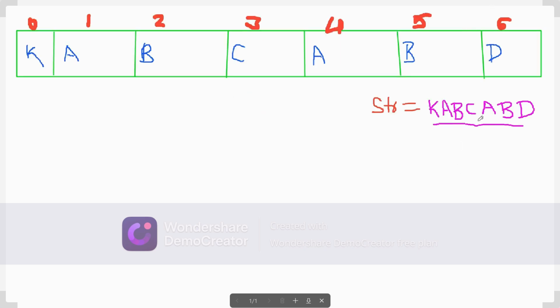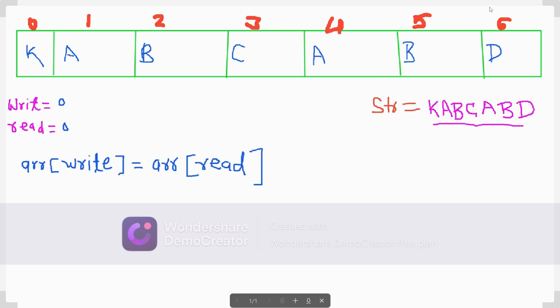Suppose this is our string, so we can express our string like this, in the form of a character array. We will have 2 pointers here. Let's say we are calling them write and read. So guys, these are our 2 pointers, write and read, 2 integer variables basically. Whatever we have to update, we have to write at the write pointer from the read pointer. So let's say initially write is equal to 0 and read equal to 0.